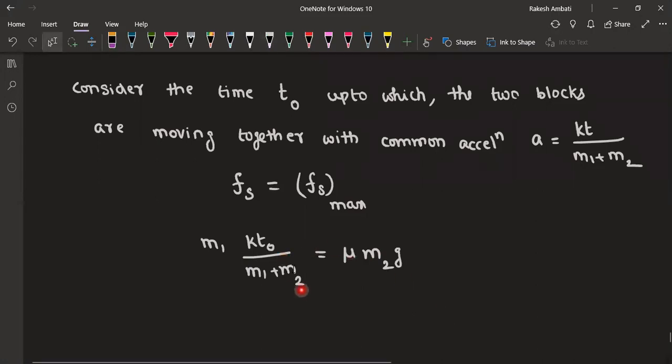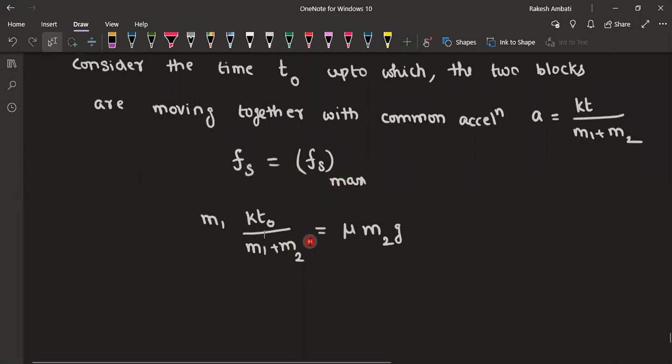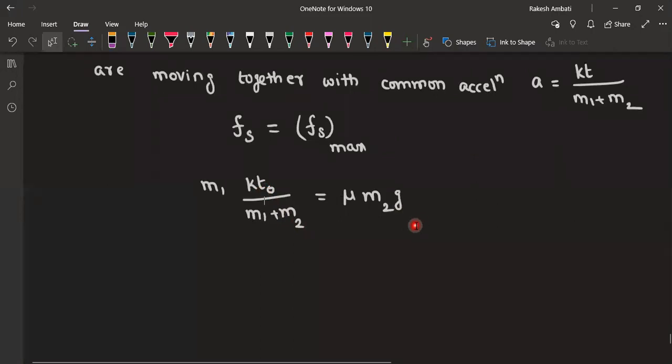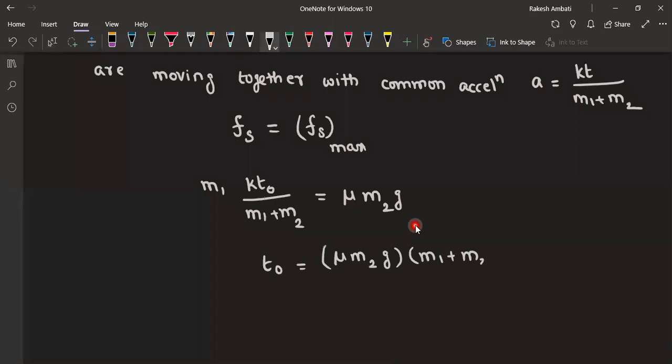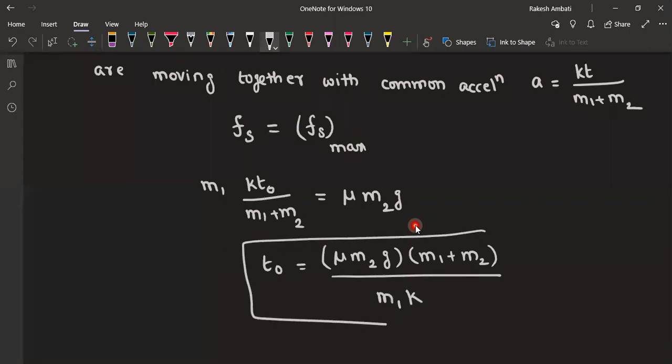So up to the time t naught, they are moving together with a common acceleration. Therefore fs equal to f maximum. Now we are finding this t naught value. Therefore t naught equals mu m2g into m1 plus m2 whole upon m1k. So up to this time, they move together with a common acceleration.